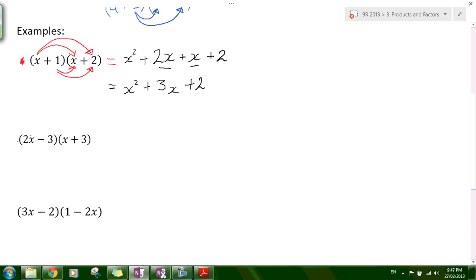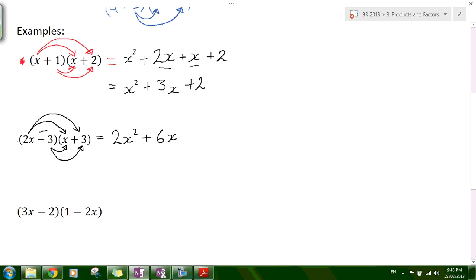Alright, let's have a look at the next one. Again, quickly, I'll draw in the arrows. It may be helpful. Okay, first, outside, inside, last. So we have 2x times x. Well, that's 2x squared. Then we have 2x times 3. Well, that's 6x.